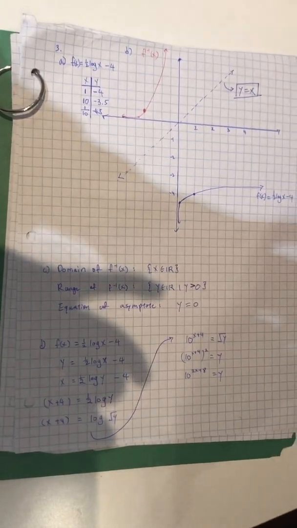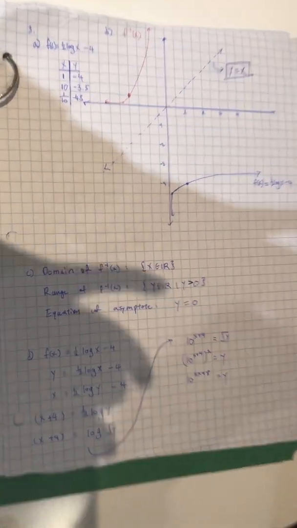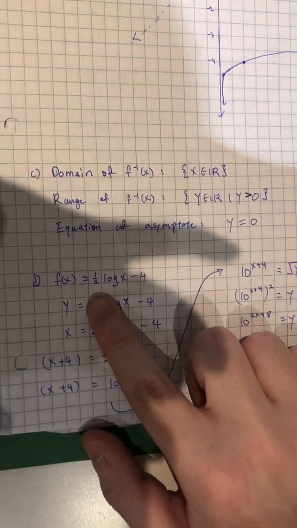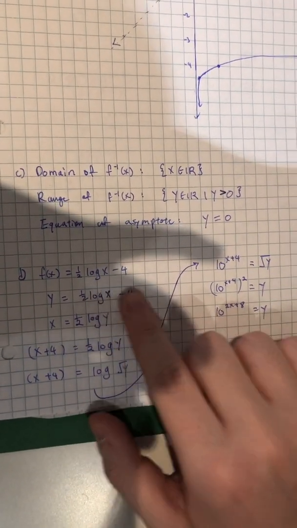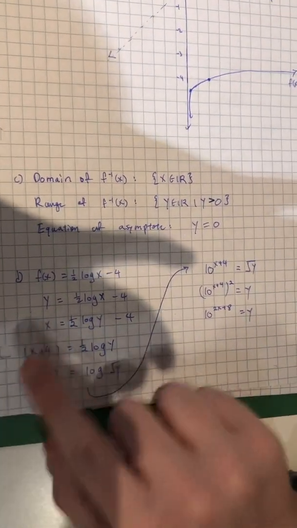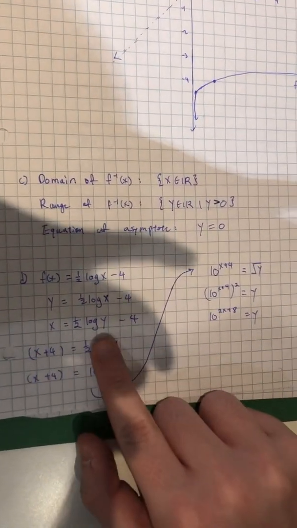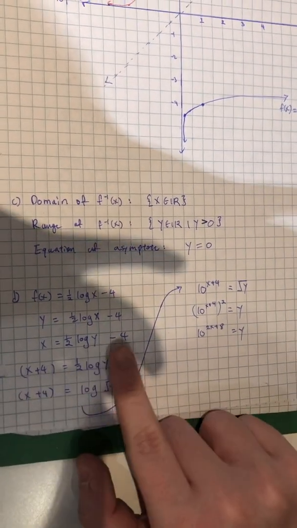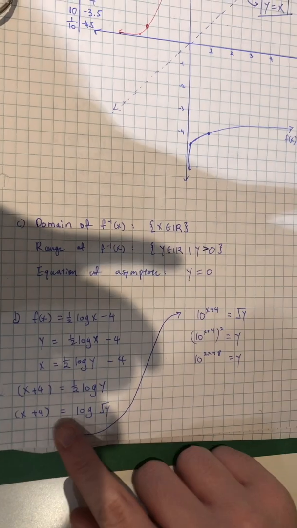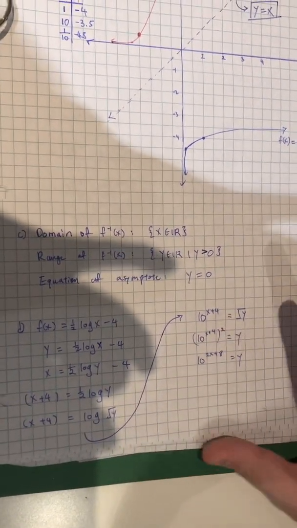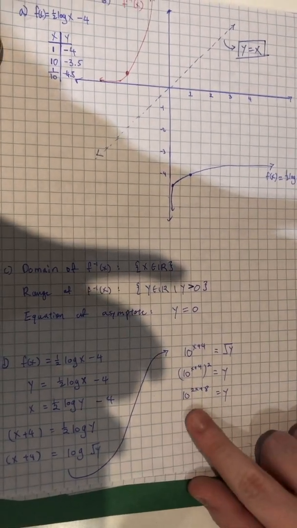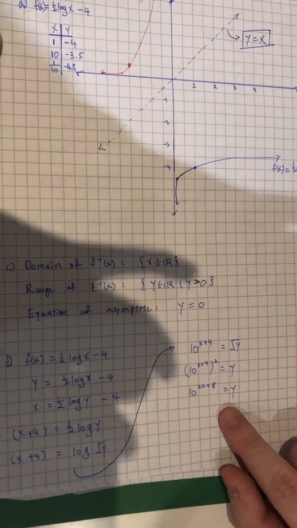D. Determine an equation for the inverse of f(x). So, f(x) equals 1 over 2 log x minus 4. So then we turn f(x) into y, and then swap x and y with each other. And then we bring the 4 over and add it to x. And then over here, we bring over the rest, and eventually it becomes 10 to the 2x plus 8 equals y.